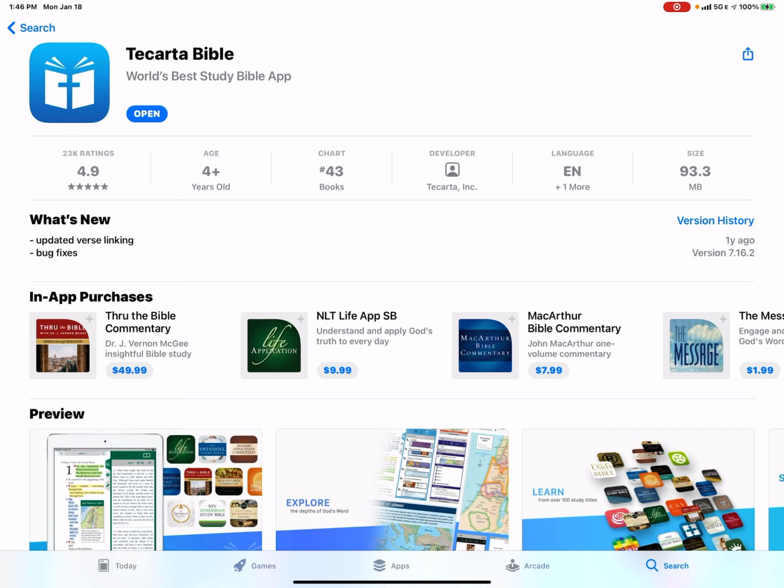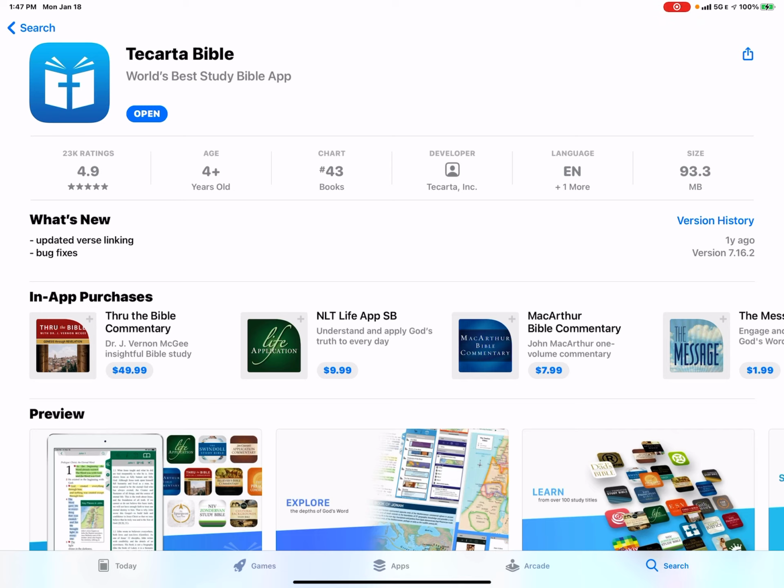Now, let's grow together. Tecarta Bible app is one of three Bible apps that I regularly use. I use Tecarta, Olive Tree, and Logos. So Tecarta has a library of in-app purchases that you can subscribe to. You get two Bible versions free, and then you can actually buy in-app purchases.